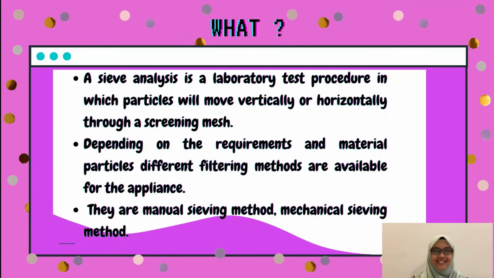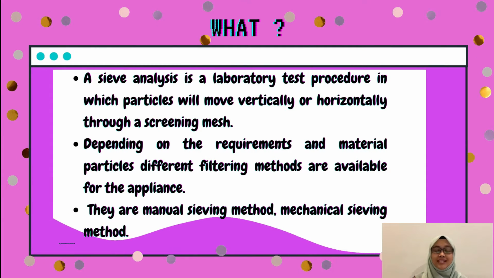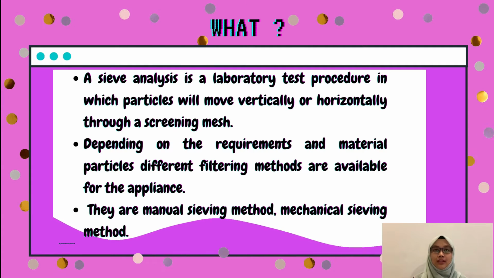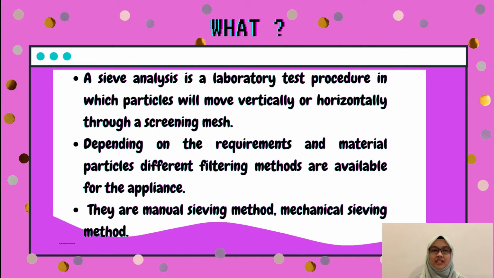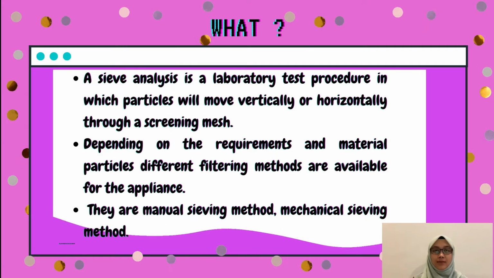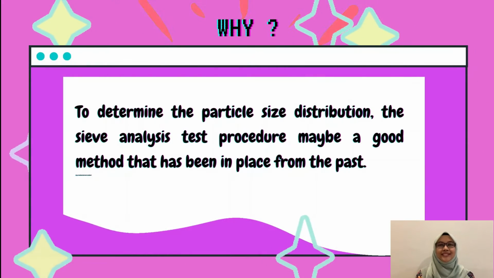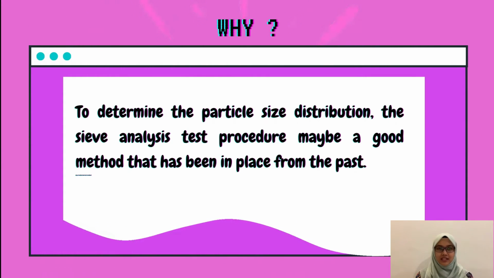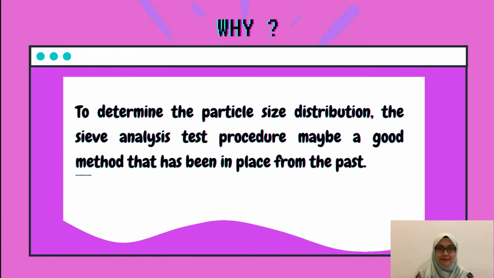What is sieve analysis? Sieve analysis is a laboratory test procedure in which particles move vertically or horizontally through the screening mass. Depending on the requirement and material particle, there are different filtering methods: the manual sieving method and the mechanical sieving method. Why? To determine the particle size distribution, the sieve analysis test procedure is a good method that has been in place from the past.